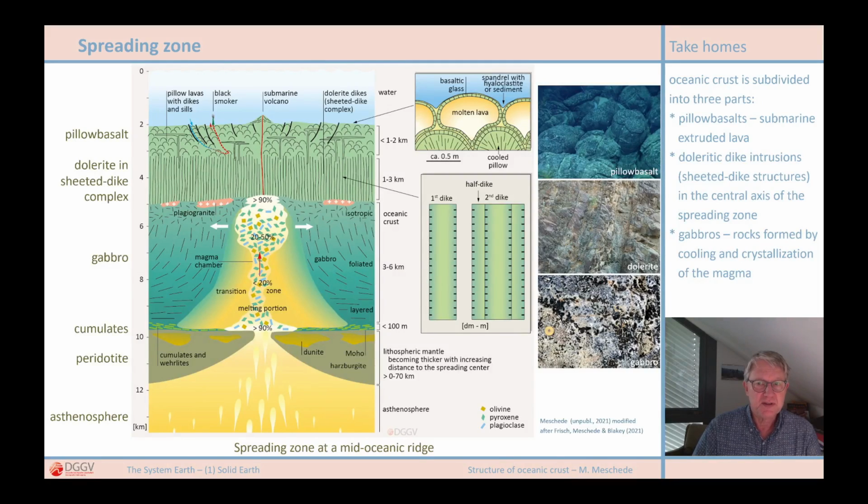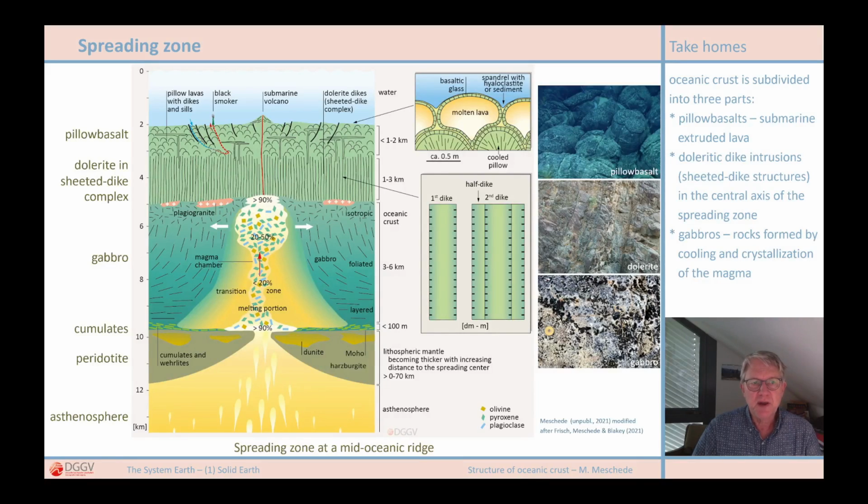Below these are the so-called sheeted-dike structures, which are entirely composed of dikes through which magma rises up to reach the seafloor and extrudes as lava. When the magma flow stops, the lava in the dikes also cools. The rock formed in the dikes is called dolerite. It is something in between the basalts on the seafloor, which contain a lot of volcanic glass, and the gabbros further down, which are completely crystallized.